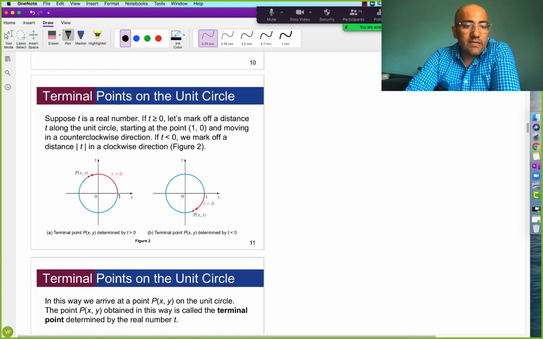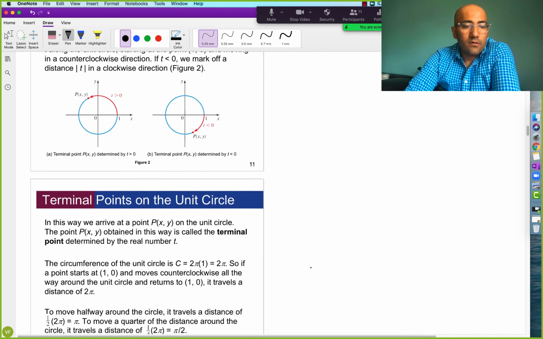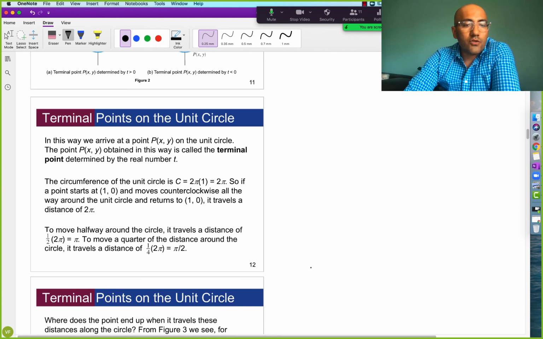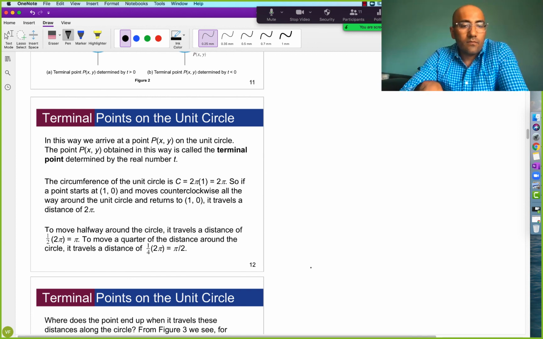Good. So if t is a positive distance, we go this way. If we have a minus t, then we're going to go in the opposite direction. Okay, so terminal points on the unit circle. In this way, we arrive at the point x comma y on the unit circle, which we call the terminal point of our reference number t.